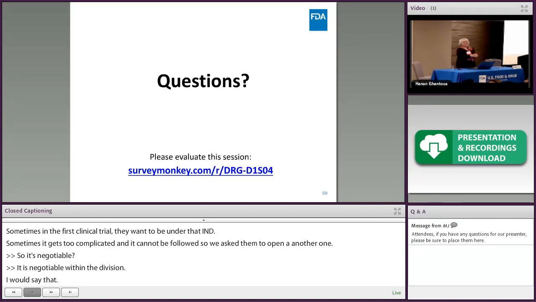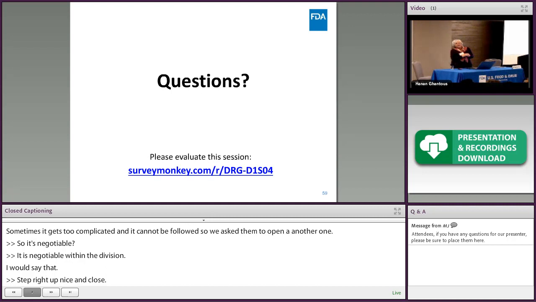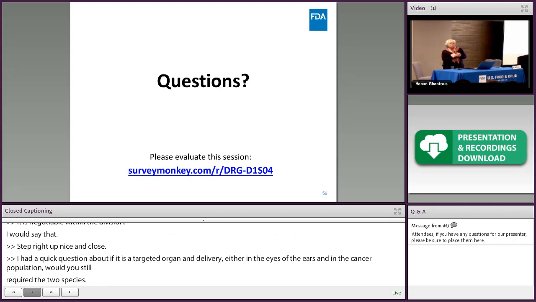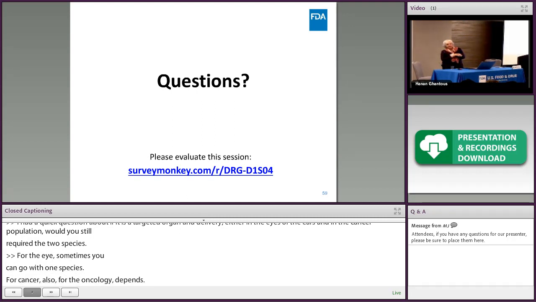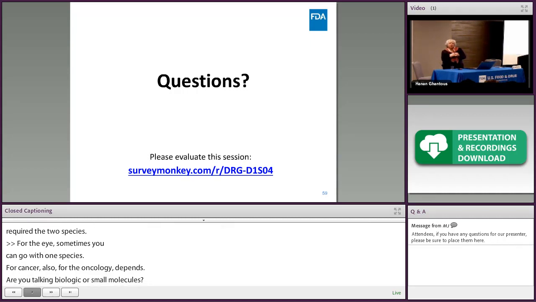I had a quick question about if it's a targeted organ delivery, like either in the eyes or in the ears, and in the cancer population, would you still require the two species? Would it have to be like a dog or a monkey? The second species? For the eye, sometimes you can go with one species, yeah. And for oncology, it depends. You're talking biologic or small molecules? Small molecules. It's all negotiable.